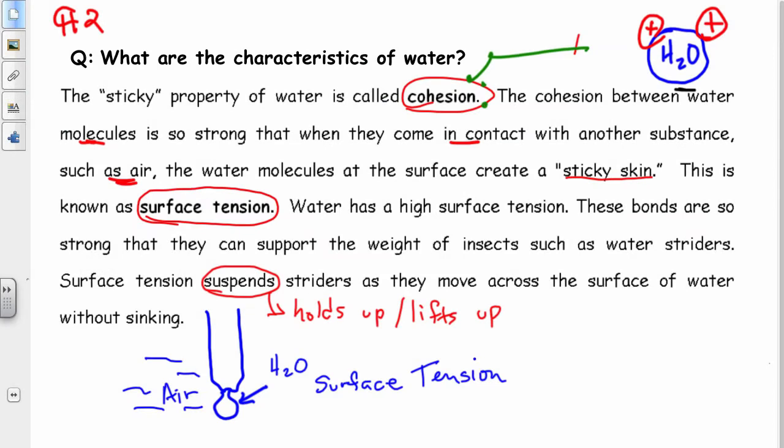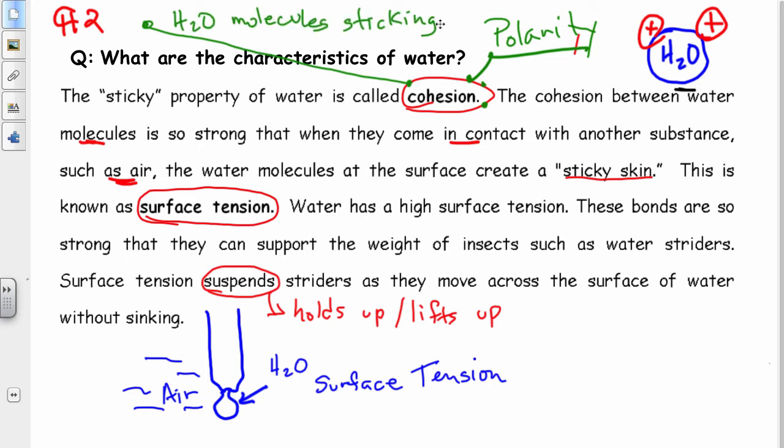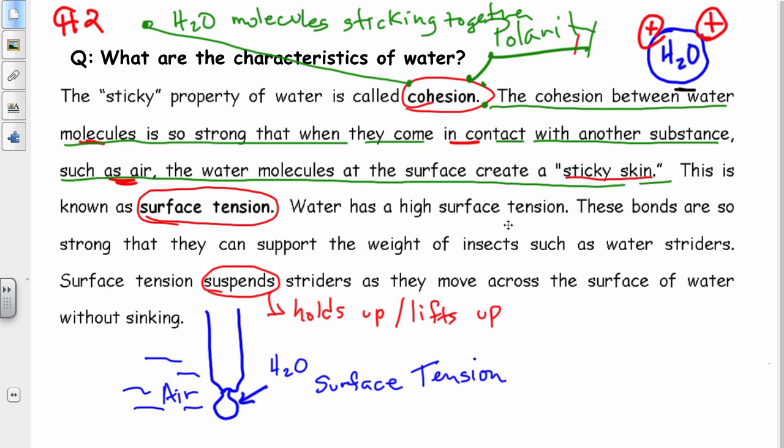Let's come back to our paragraph and make sure we have everything marked. So with your green colored pencil, let's check our descriptions. The sticky property of water is called cohesion. And we have it tagged here with polarity, but we also want just a little bit more of a description. And so let's just also put here that cohesion is H2O molecules sticking together. Okay, the cohesion between water molecules is so strong that when they come in contact with another substance, such as air, the water molecules at the surface create a sticky skin. This is going to wind up being a double underline with green for a description, but it's also a main idea. So would you go ahead and get green underneath this whole statement?